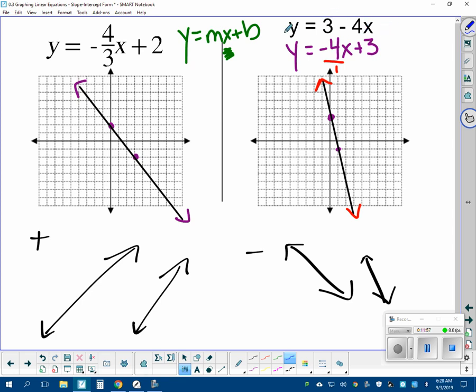Okay, so the first thing I did was I rewrote it in the correct order. Y equals mx plus b. Okay, hopefully that makes sense to you. If not, write yourself a note. Come ask me a question about that tomorrow.